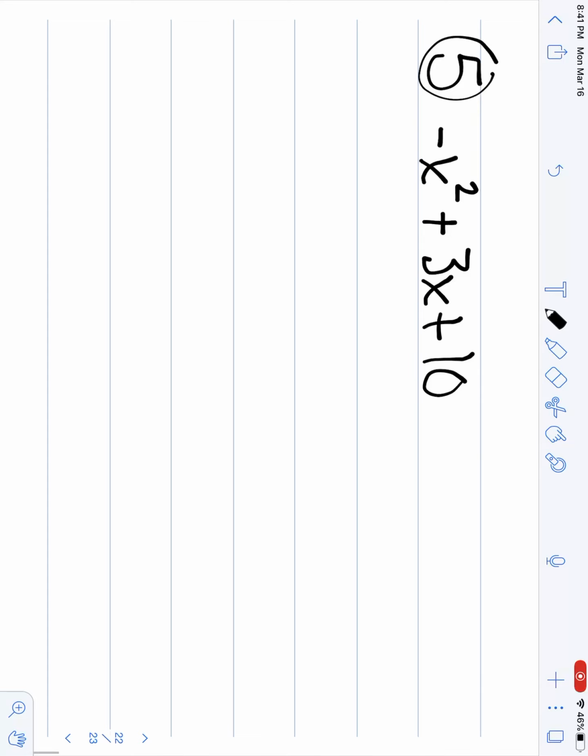Let's look at number 5 here for a second. We haven't done one with a negative coefficient for the leading coefficient. So let's take a look at it for a minute. I'm going to get started on this, okay?